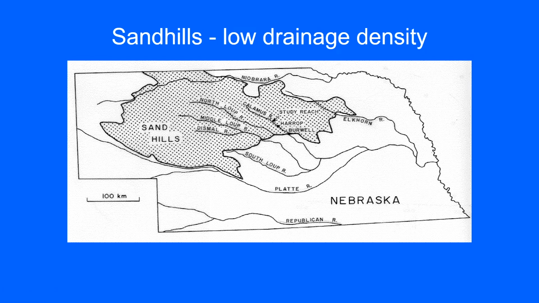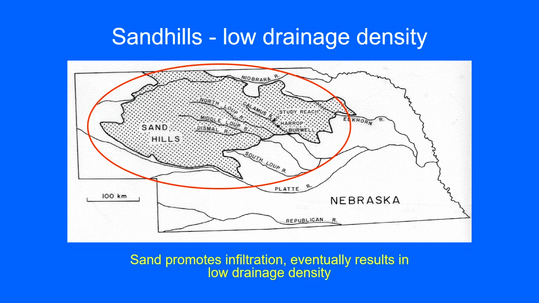Now, based on this, again to make interpretation easier, a further brief classification, or sub-classification, has been done, which helps again in identifying what the material available is. So, this example we are looking at shows that the sand promotes infiltration, eventually resulting in low drainage density.